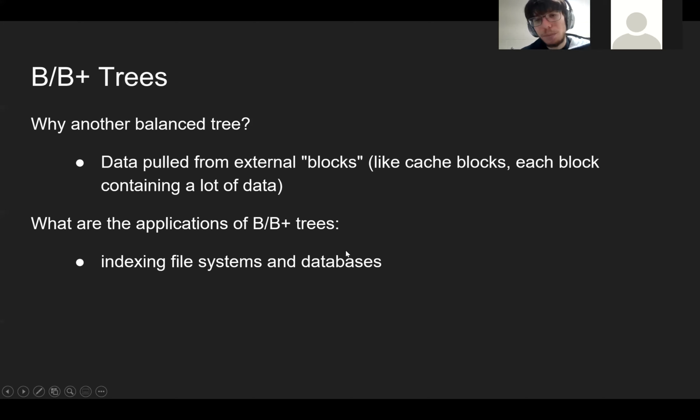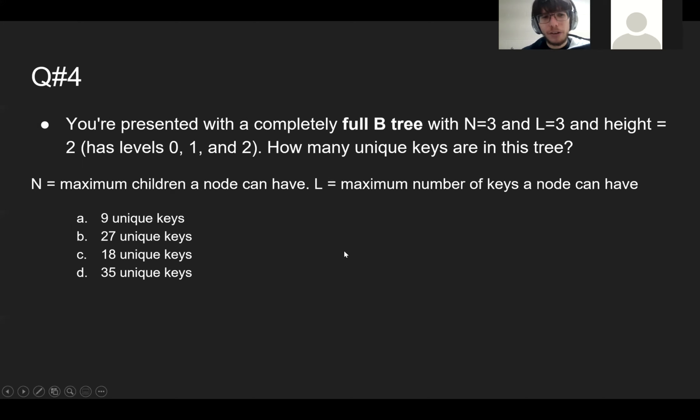But now the main questions we would ask are things like this. If you're given a completely full B tree with n equals 3, l equals 3, and height equals 2, I think it's kind of weird to call it height equals 2 because it has 3 levels, but whatever. Notice there are 3 levels. n equals 3 and l equals 3. How many unique keys are in the full B tree?